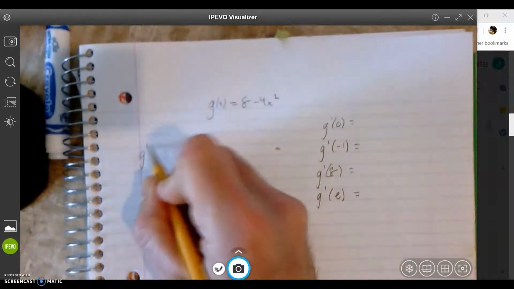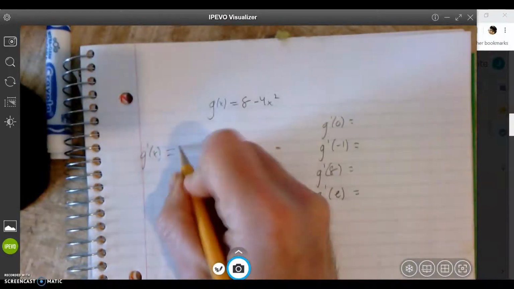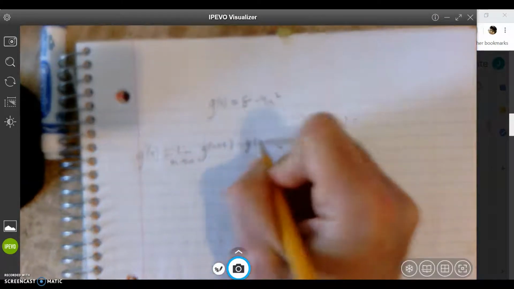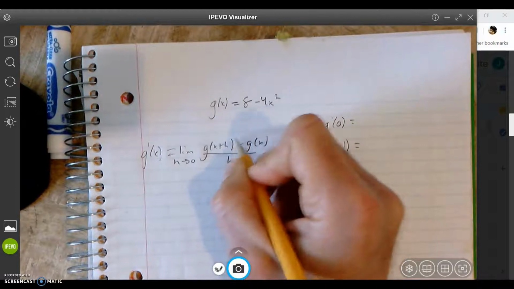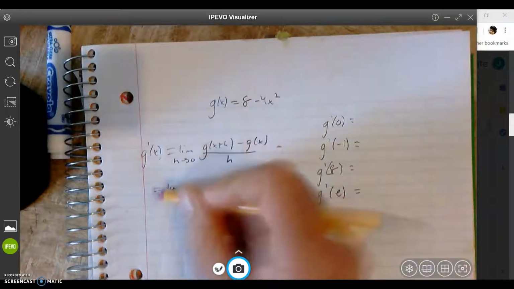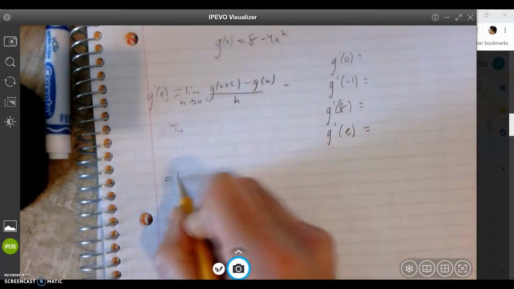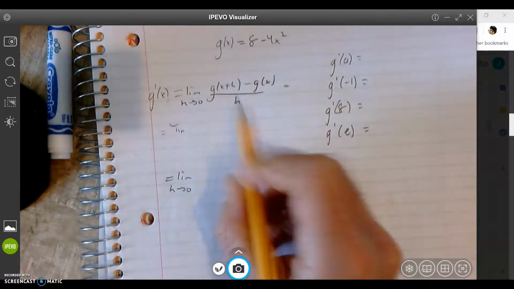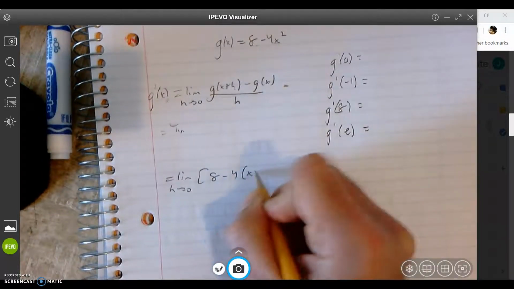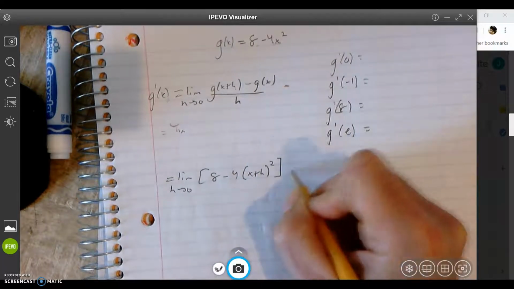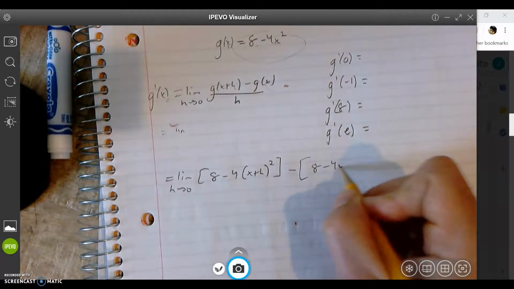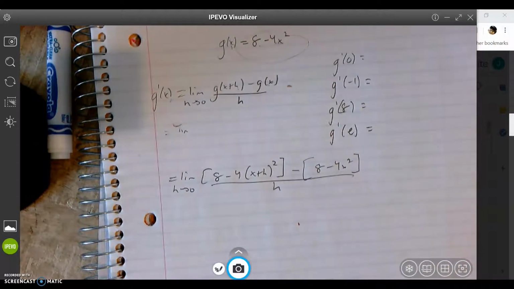So, g prime of x equals the limit as h approaches 0 of g of x plus h minus g of x over h. So I'm plugging in x instead of any number anymore. That's all I'm going to do. So equals the limit, I need more room, sorry, I'm going to go down here. Equals the limit as h approaches 0 of g of x plus h. So I'm going to plug in x plus h here. So it's 8 minus 4 times x plus h squared minus g of x, which is just this, 8 minus 4x squared, over h. Cool.